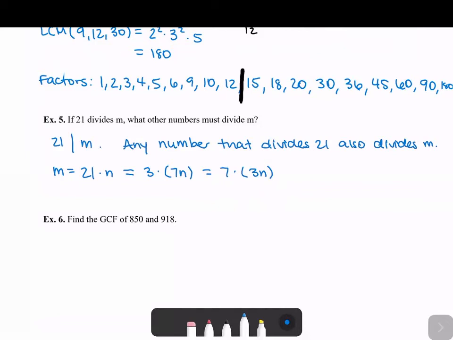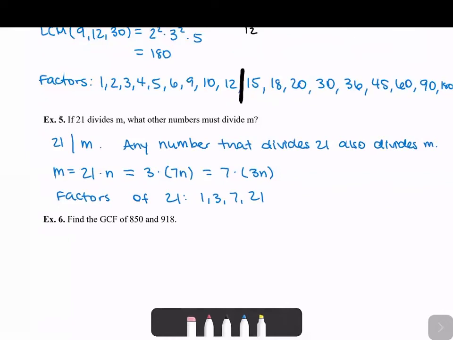So we just need to list out the factors of 21, which are 1, 3, 7, and 21. So 1 always divides everything. We're given that 21 divides this number. So that means that 3 and 7 must also divide this number, just because we have this substitution and the association of multiplication that we can use.